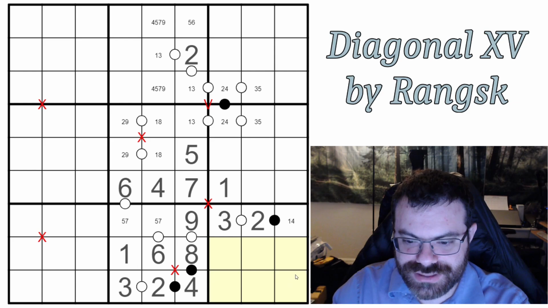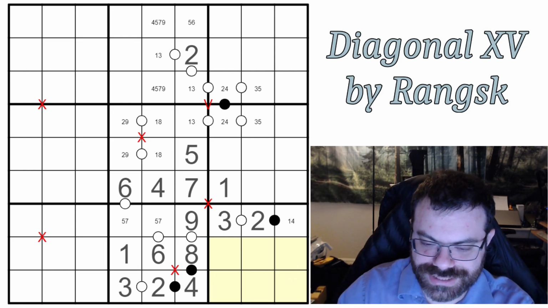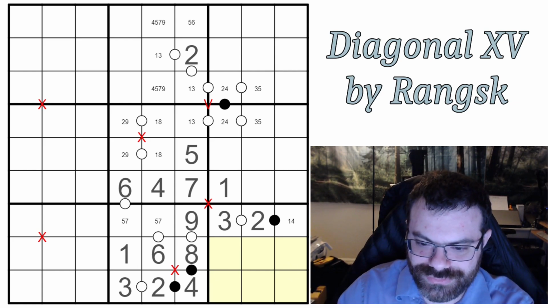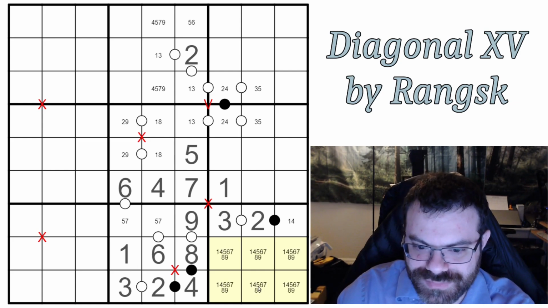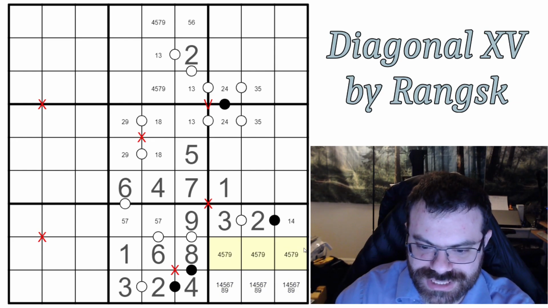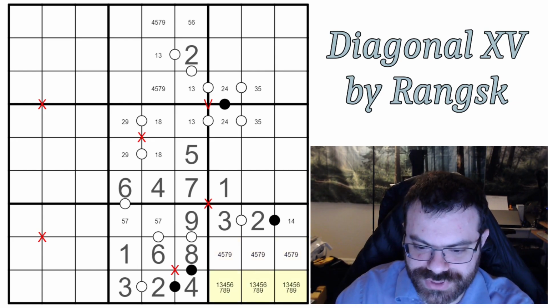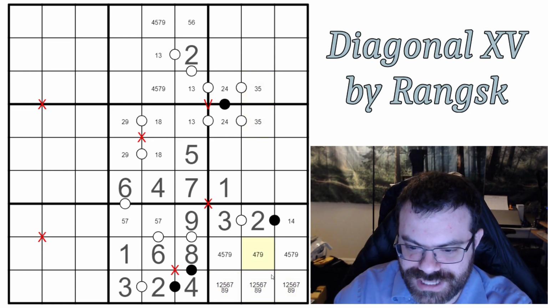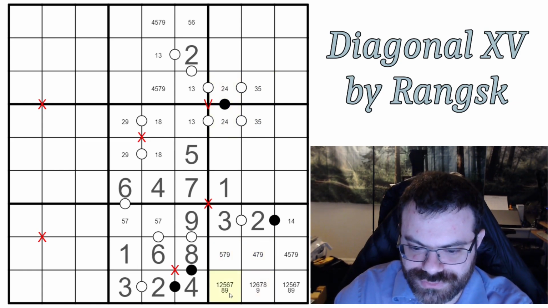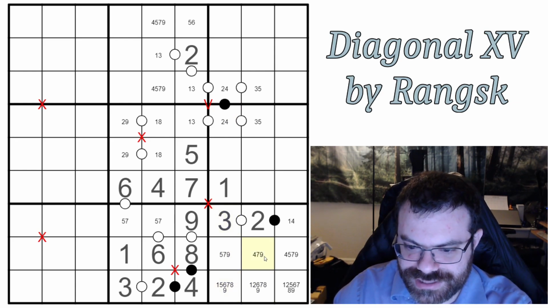All right, so now we're going to take a look at this box, and we're going to do some whittling again. So let's start with 1, 4, 5, 6, 7, 8, 9, which is what can be in the box. But obviously 1, 6, and 8 can't be in this row, and 3, 2, and 4 can't be in this row. And we have the 3, 5 pair here, so this can't be a 5. And we have the 2, 4 pair here, so this can't be a 4 or a 2. And this 3 is diagonal with this 7, removing the 7.